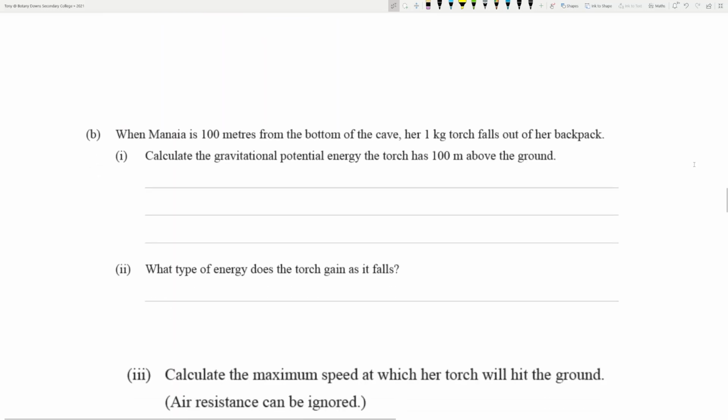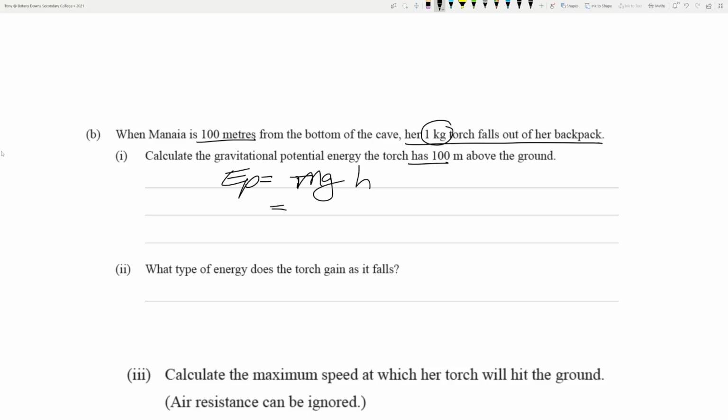Okay, next one. Manaya is 100 meters from the bottom of the cave. Her 1 kg torch falls out of her backpack. Hopefully no one's underneath, because that's gonna hurt. Calculate the gravitational potential energy. So this is EP equals mgh. You just substitute numbers in. The torch is 1 kg, gravity is 10, height is 100 meters. You literally just substitute numbers in. This is like a merit question, just as simple as that.